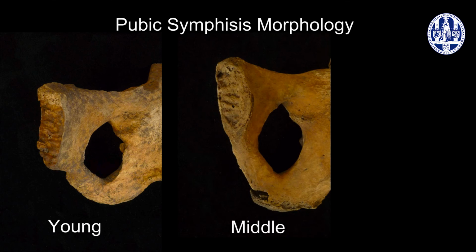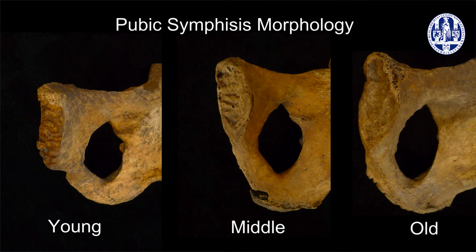With increasing age, the surface becomes flatter and develops a rim, as seen here. And finally, by old adulthood, the pubic symphysis is completely flat, even slightly indented, often with a porous or pitted appearance and spicules of bone along the margins.